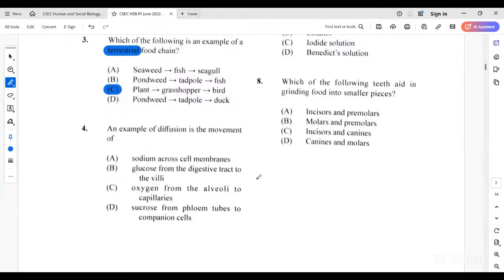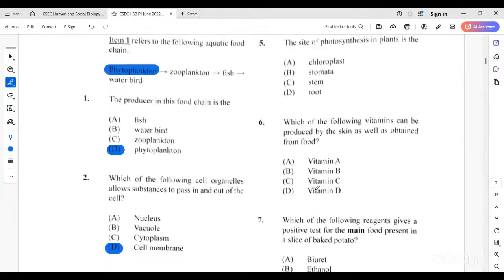An example of diffusion is the movement of sodium across cell membrane, glucose from the digestive tract to the villi, oxygen from the alveoli to capillaries, sucrose from phloem tubes to companion cells. So for number 4, we could see diffusion, that's the operative word here. And we have to be talking about oxygen from the alveoli to the capillaries. Yeah, the sodium, if you notice, there are pump channels to move sodium, glucose from the digestive tract to the villi, right? So those things, the best answer is C. The best answer is C.